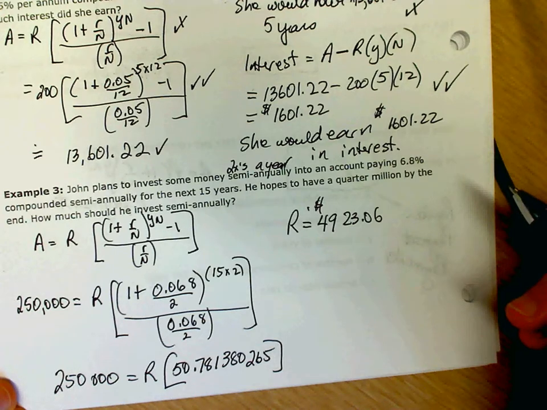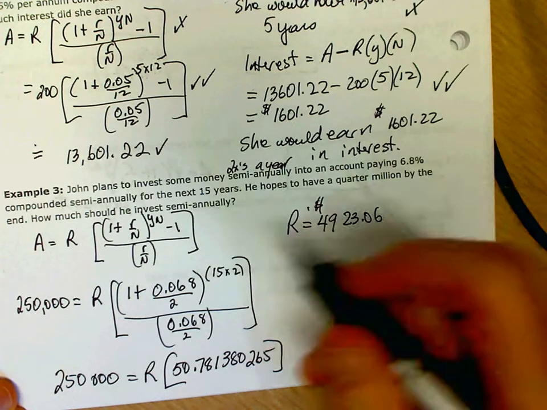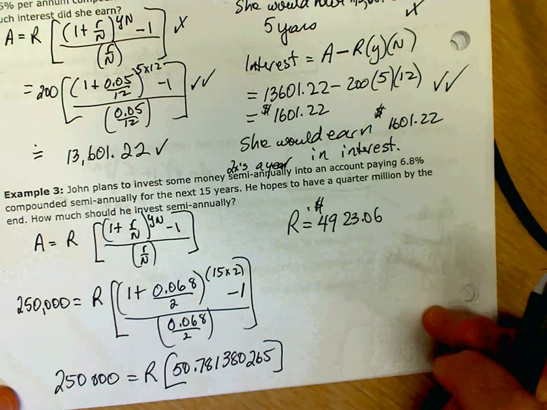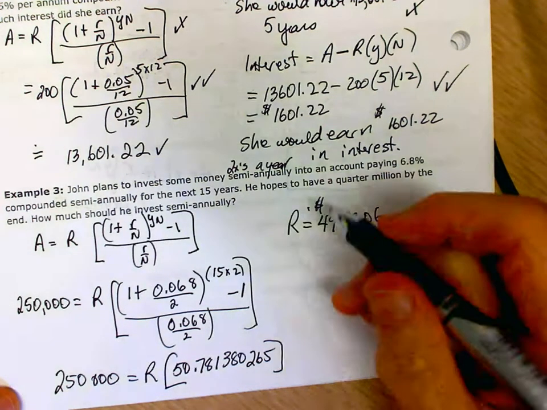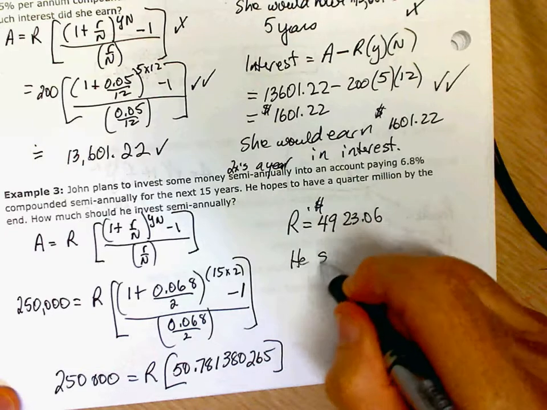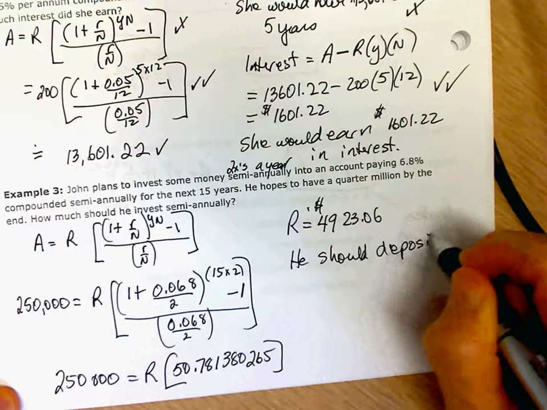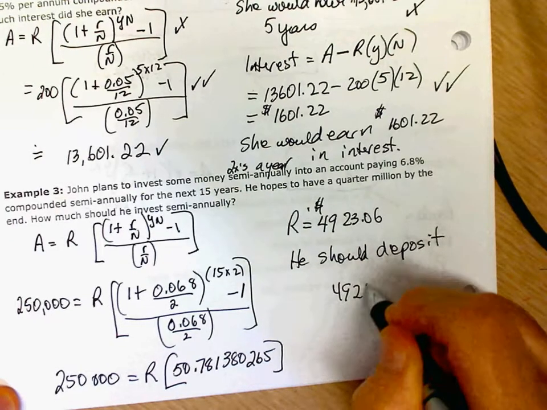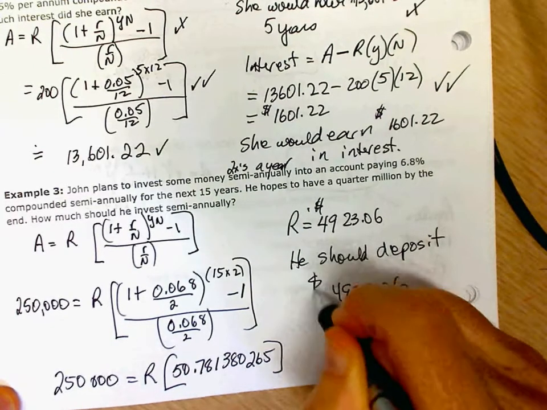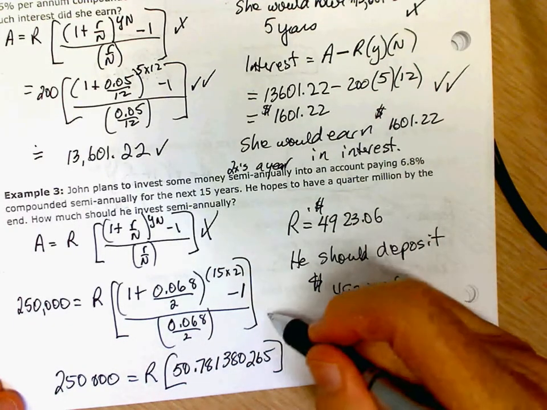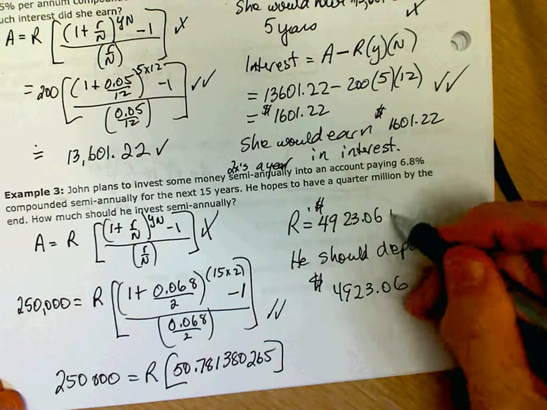Oh yeah, I just forgot to write that in, but this is the correct answer. So, he should deposit $4,923.06. Half a mark, about 2 marks, that's a mark, half a mark. Okay?